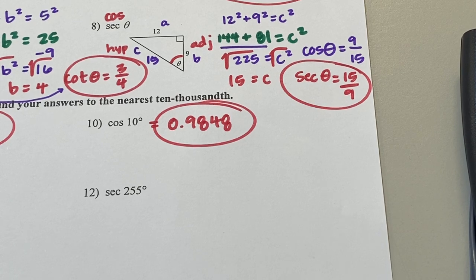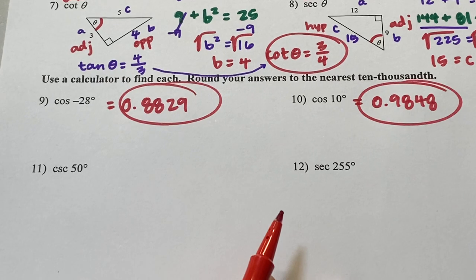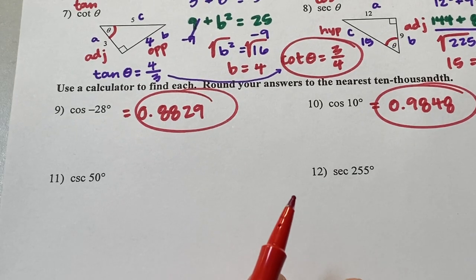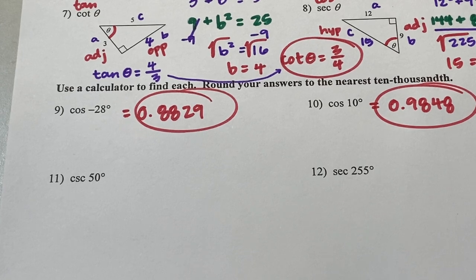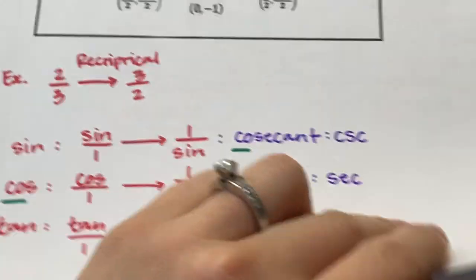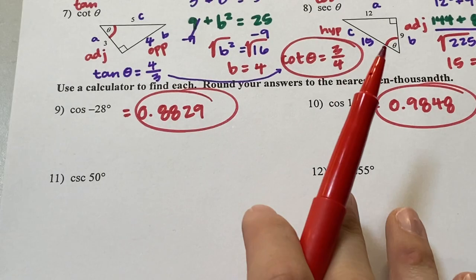Boom, boom. Okay, on numbers 11 and 12, this is the only thing where you have to think about a little bit. So, cosecant. Wait, this is a reciprocal. What is it the reciprocal of? Sine, cosine, or tangent? It's sine.